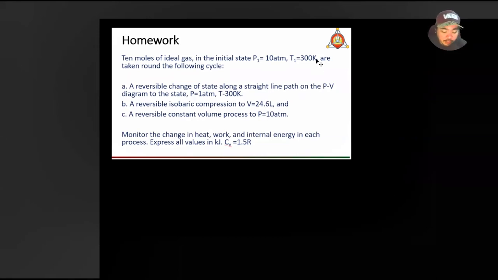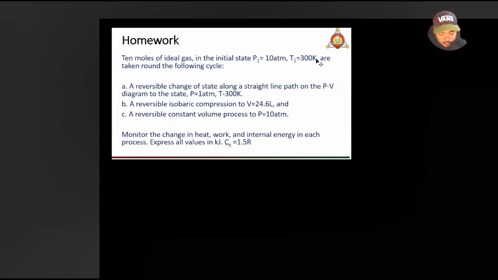And this is in Kelvin, hindi siya naka-degree Celsius. And are taken around the following cycle. So, kumbaga, this is a cyclic type of process. First you do a reversible change of state along a straight line path on the PV diagram to the state P2 is equal to 1 atmosphere, T is equal to 300 Kelvin. And then next, after that straight line path, you do a reversible isobaric compression to V is equal to 24.6 liters. And lastly, you do a reversible constant volume process to 10 atmospheres.